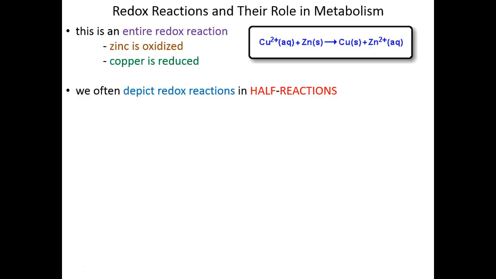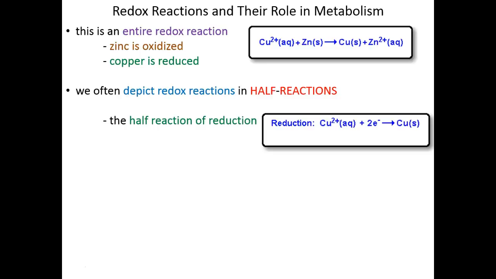But oftentimes, to clarify things, we will represent redox reactions as half reactions. We will separate the reduction and oxidation reactions from one another. So for example, the half reaction of reduction here would focus exclusively on copper. Copper, in its aqueous form with a +2 charge, accepts 2 free-floating electrons, and when they merge together, copper goes from +2 to neutral. We can also represent the half reaction of oxidation. For the oxidation, zinc started off as a neutral solid, had no charge, but as it lost 2 electrons to the environment, its charge became +2.